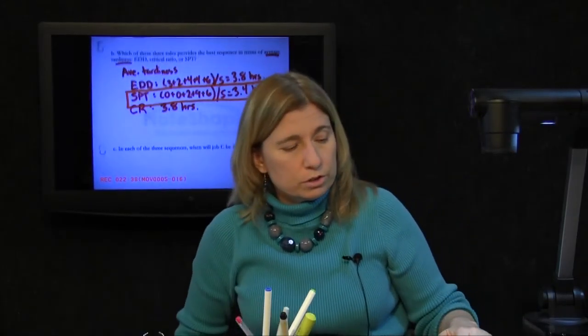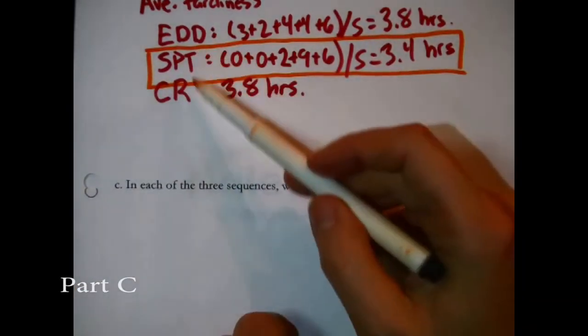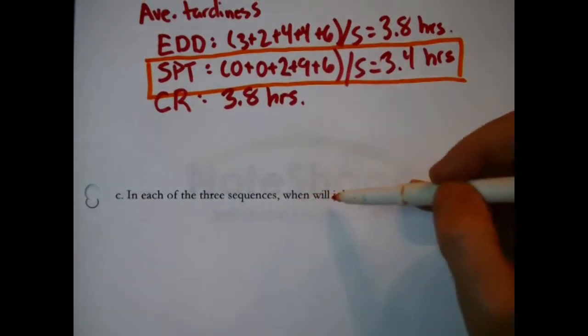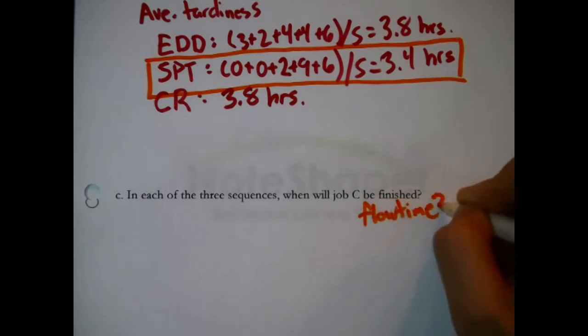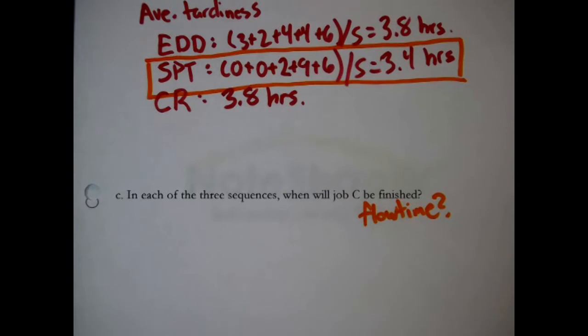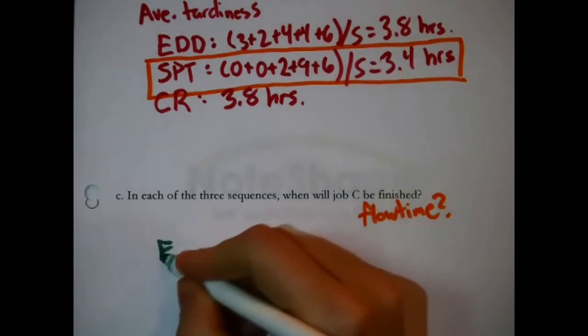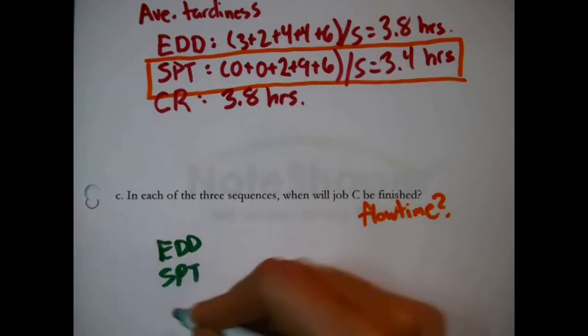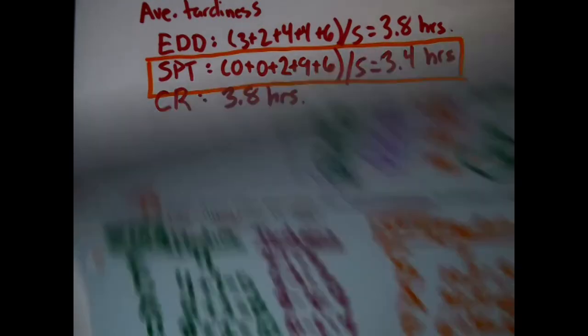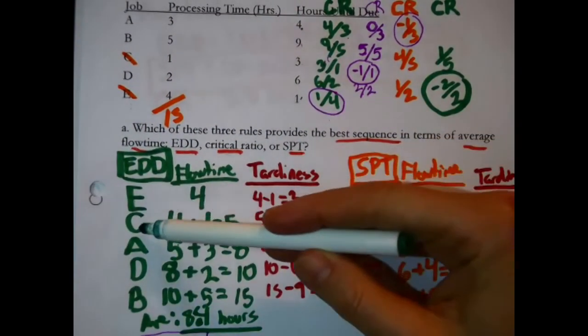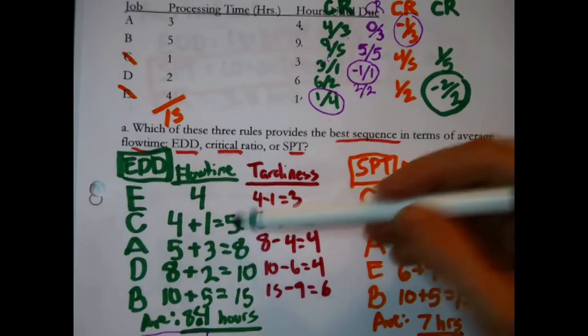Now, last question associated with the scenario. In each of the three sequences, when will job C be finished? I think we can answer that because we've already done those calculations. That is also another way to say the flow time of job C. In earliest due date versus shortest processing time versus CR for critical ratio, we'll go find C. In the case of C, earliest due date, flow time is 5. It will be finished in 5 hours. That's what that means.